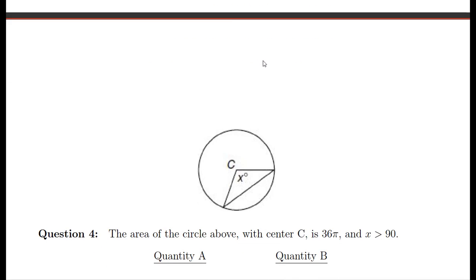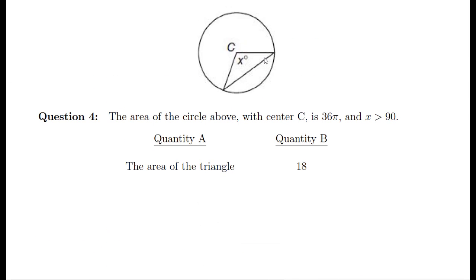Let's go to the next question. In here, it says that we have a circle. The center is C. The area is 36 pi. And x, the angle between two radii, is more than 90 degrees. It can be 100 degrees or something more than 90 degrees. It asks about the area of the triangle and compares it to 18.